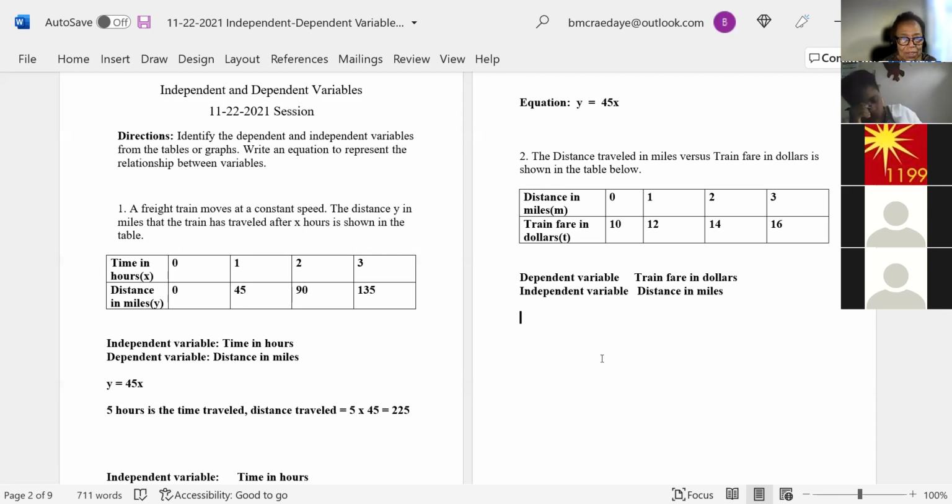So Alva, you said the dependent variable was the train fare in dollars. That's T. Yes, Ms. Barber. Okay, so T equals, now let's see. What's the relationship between T and M? The train fare in dollars and the distance traveled. What's the relationship?